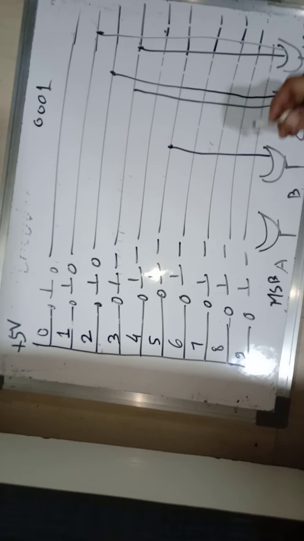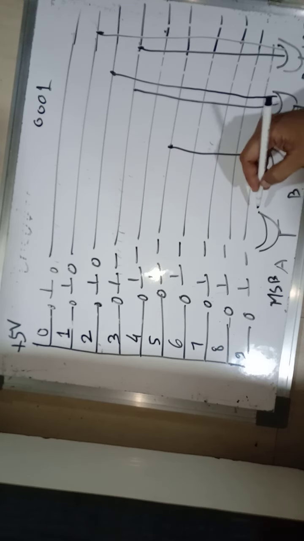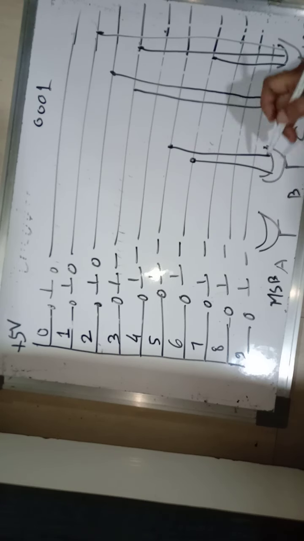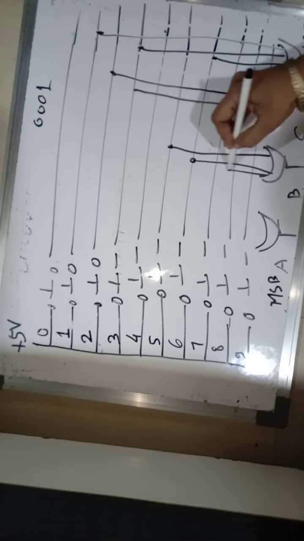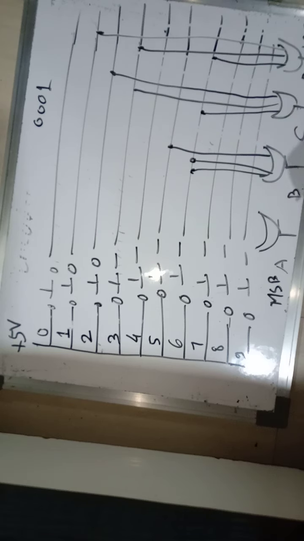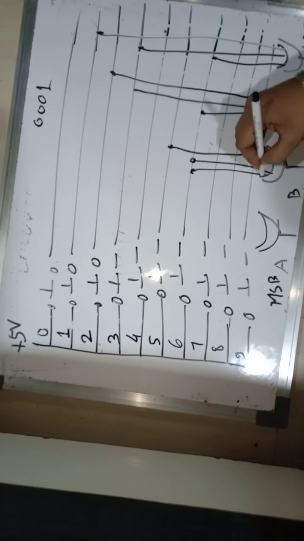Now 5 means it is 0, 1, 0, 1. So it will connect here 0 and 1. 6 will come as 0, 1, 1, 0. So 0, 1, again 1, 0. 7 is 0, 1, 1, 1.